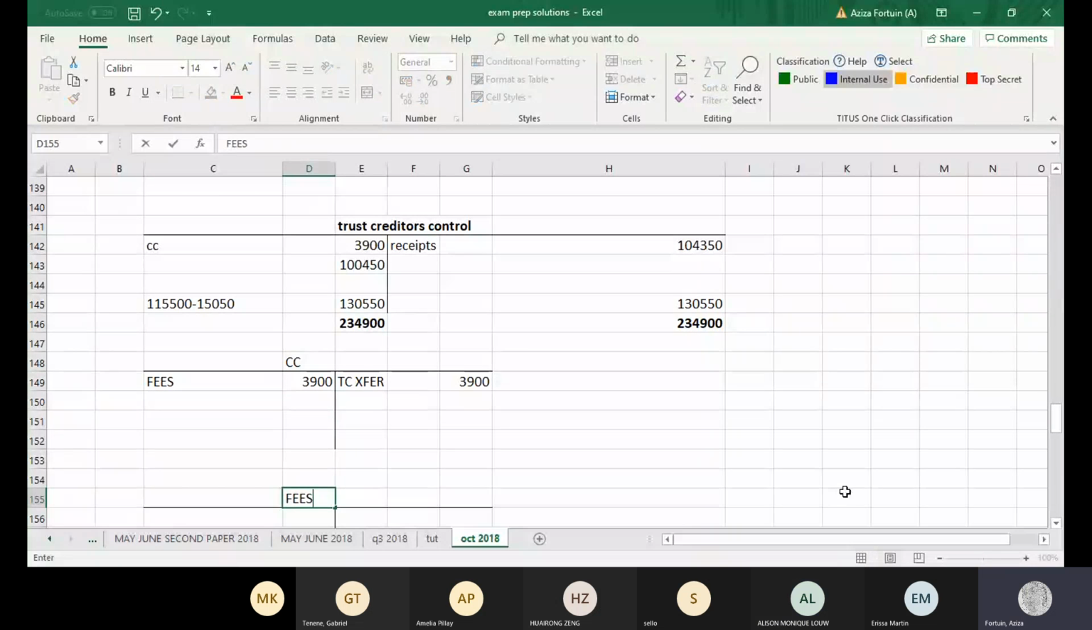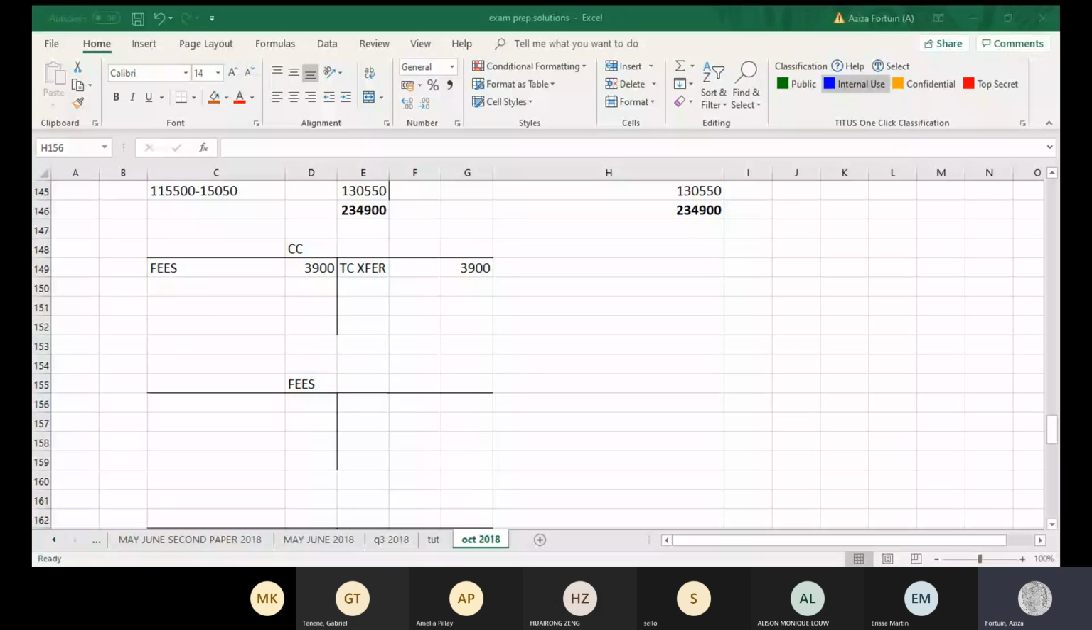I'll give you 2 minutes to think about the fees account. What is going to go into my fees account? Somebody other than Alison? You're going to credit the fees account with the 3,900 from the client control account. Okay, thank you.